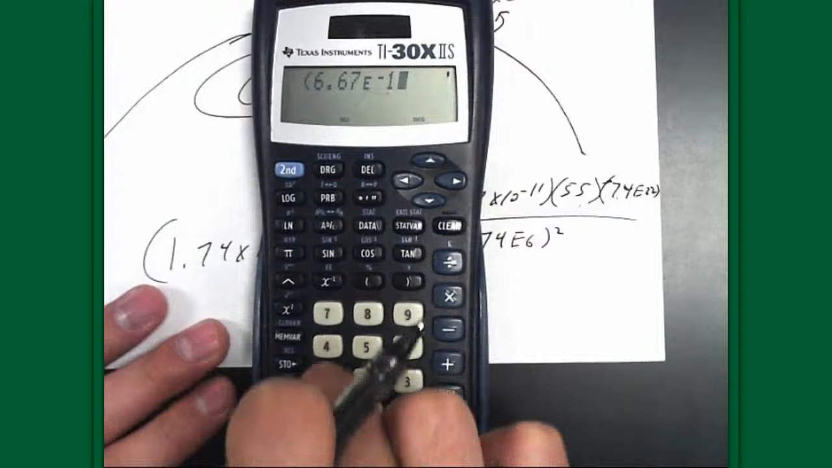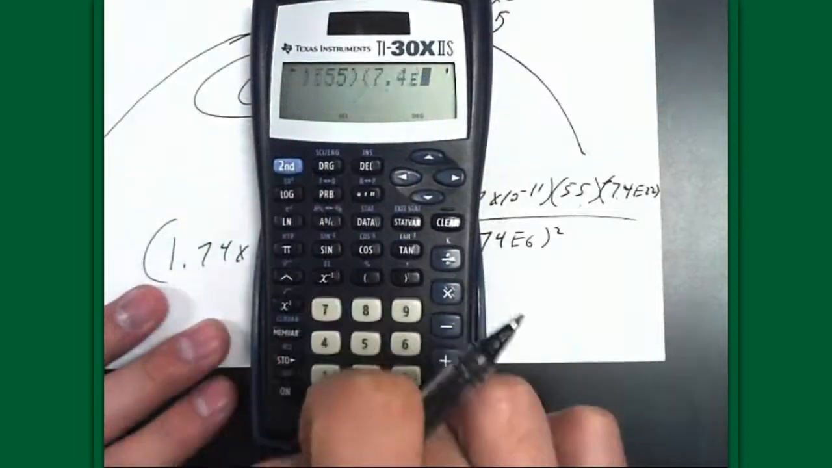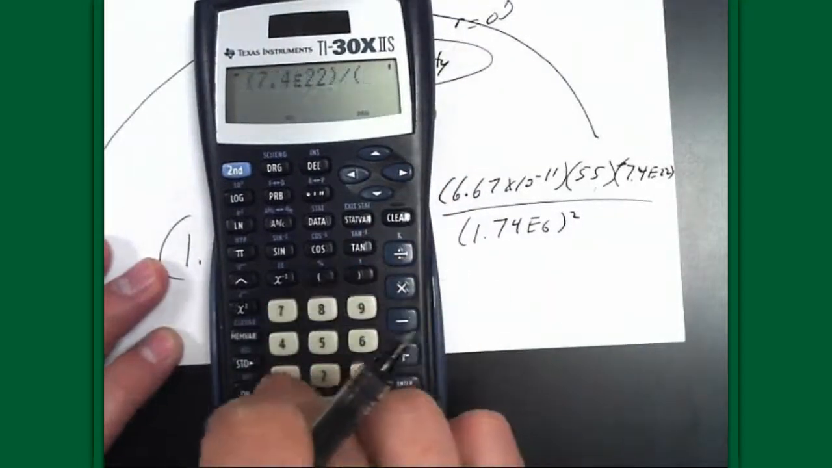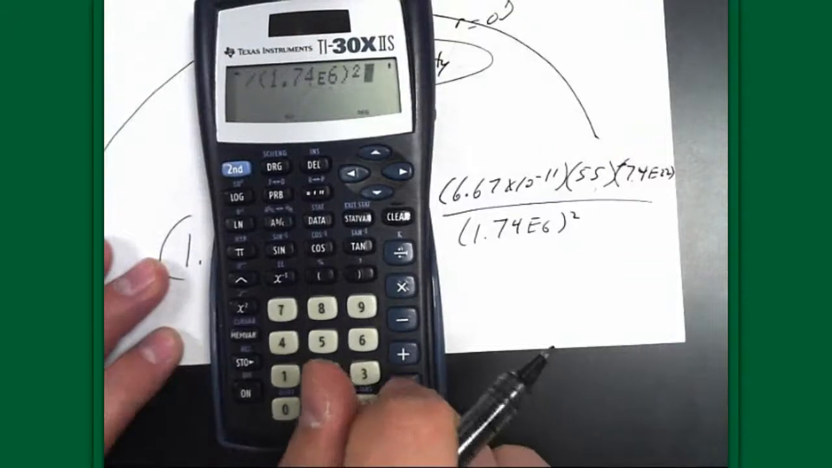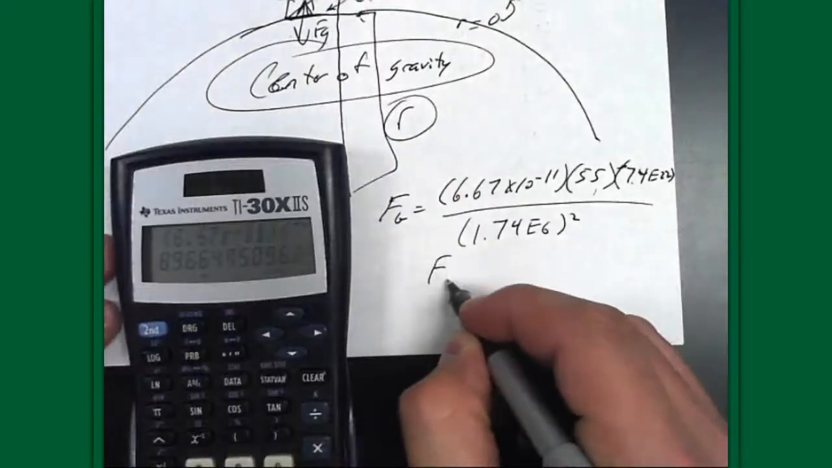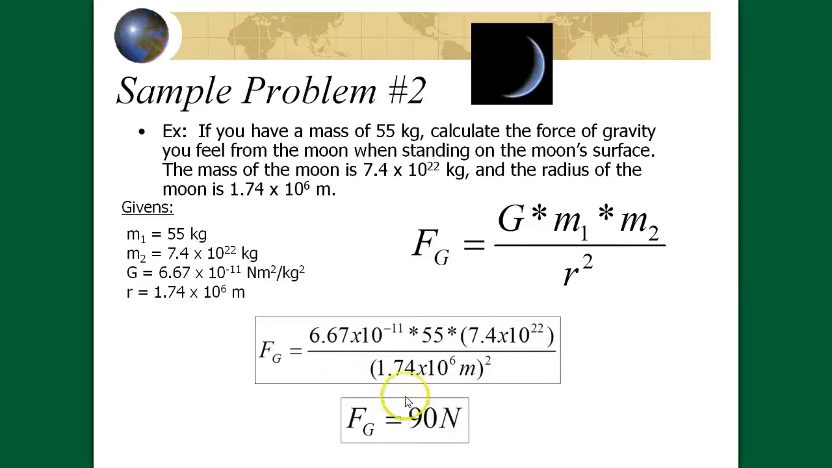6.67 times 10 to the negative 11th times 55 times 7.4 times 10 to the 22 divided by 1.74 times 10 to the sixth, close the parenthesis, put the squared on the outside, hit enter, and you should get the right answer. That should give you 8.97 times 10 to the 1, or 89.7 newtons. Rounded off to the correct significant digits, that's 90 newtons. So that's the answer that you should get. Once again, if you square a number in scientific notation, make sure that the squared goes outside the parentheses.